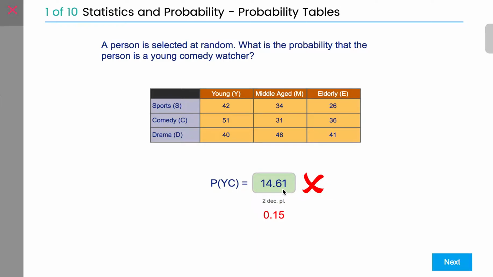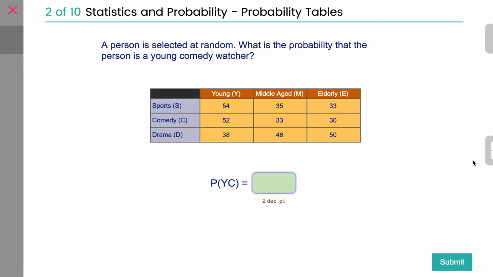No, it didn't. He wanted it to be as a decimal, so I should have left it as 0.146, which would have been 0.15. I would have rounded up to 0.15 because the 0.14 would have rounded up. So now we know what P means. We can do that again.